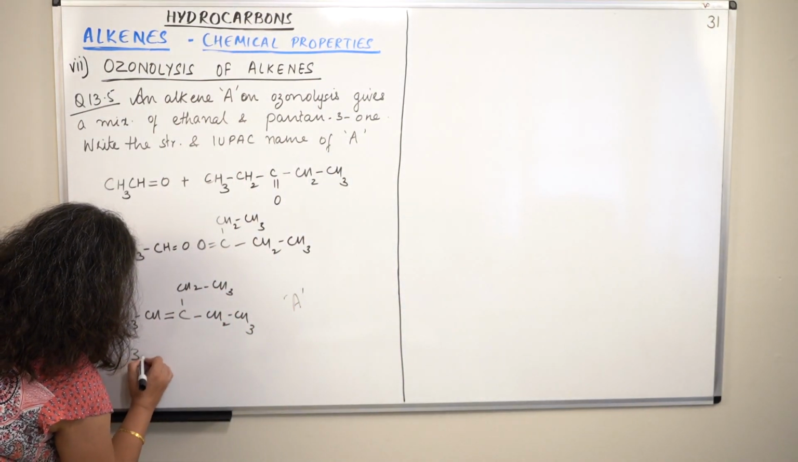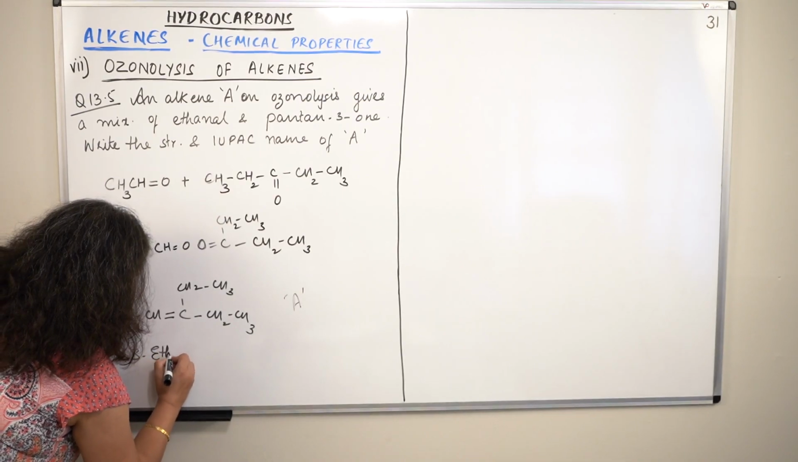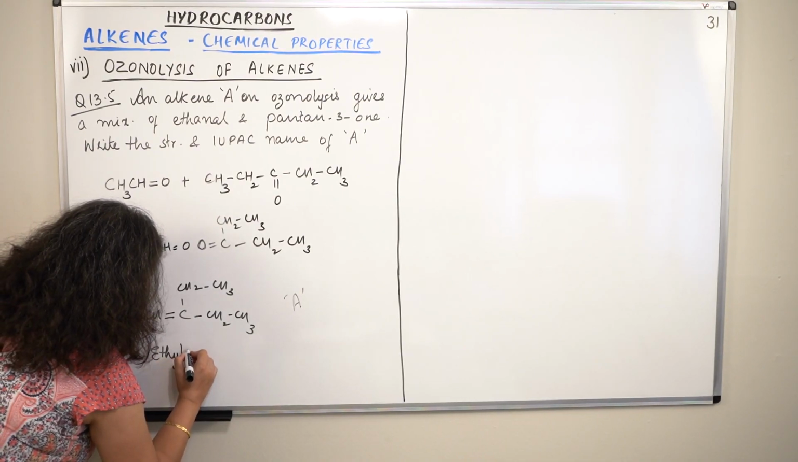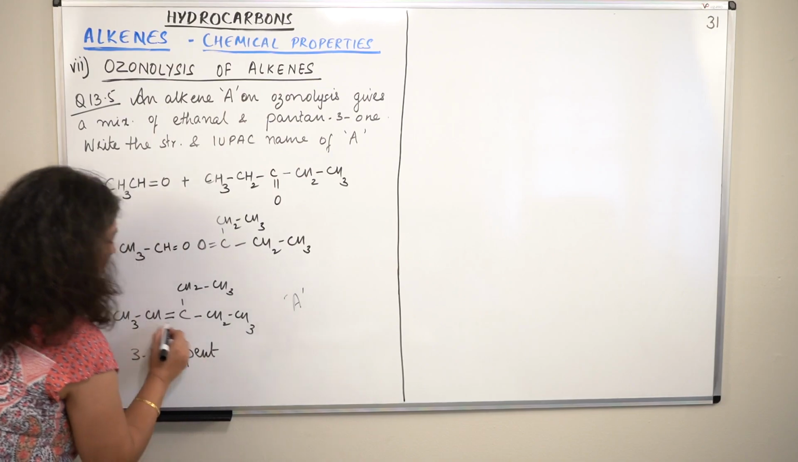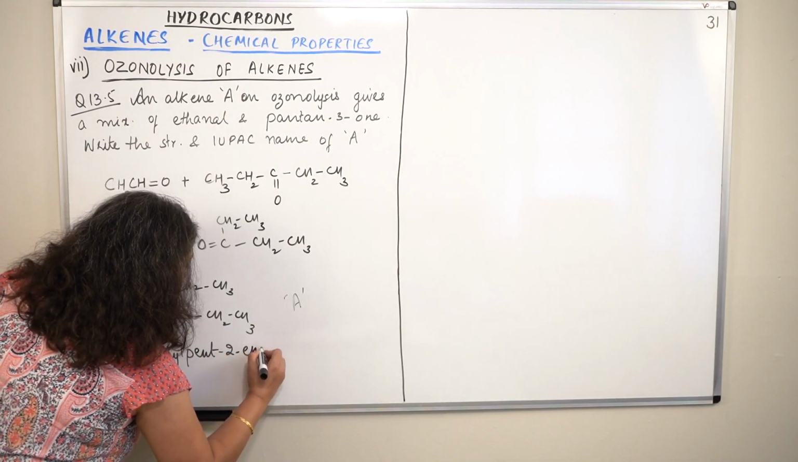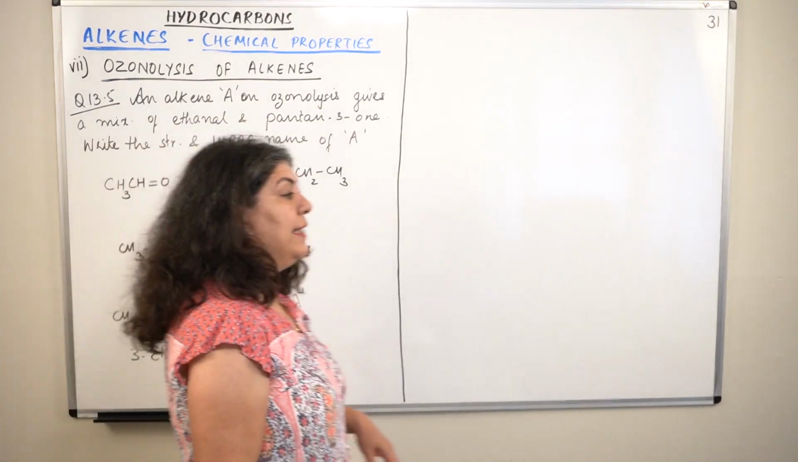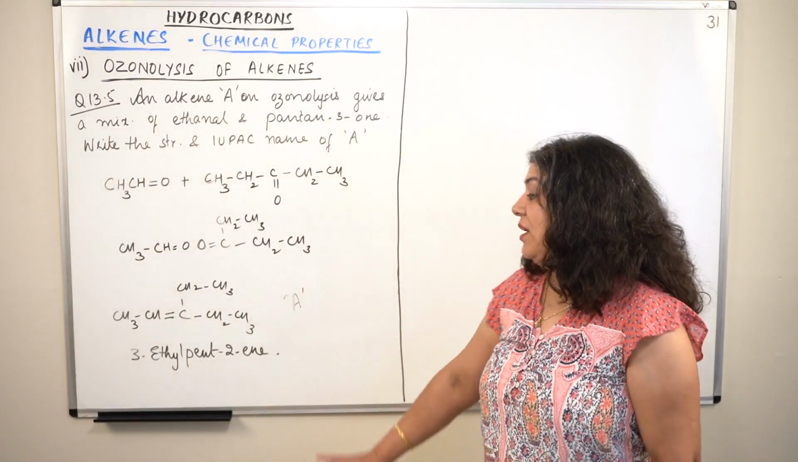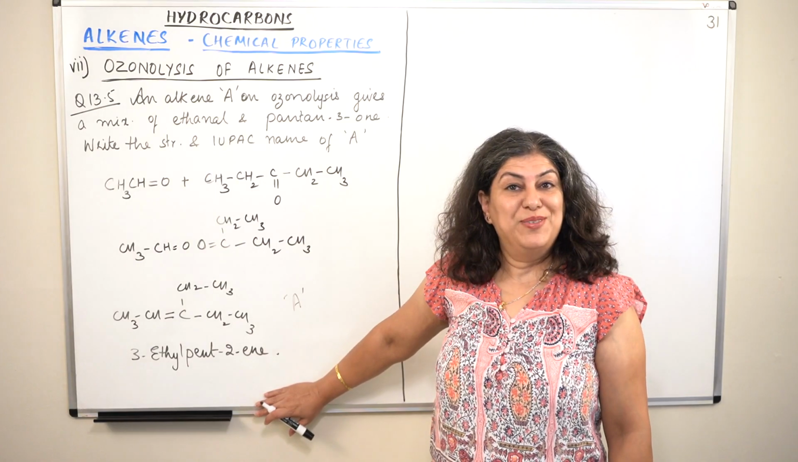It will be 3-ethyl pent, and the ene is on which carbon? On the second carbon. So it will be pent-2-ene. 3-ethyl pent-2-ene will be the name of the compound.